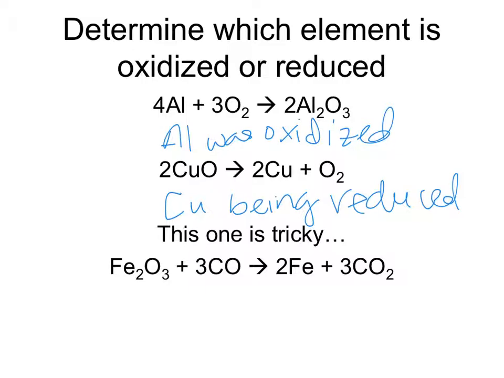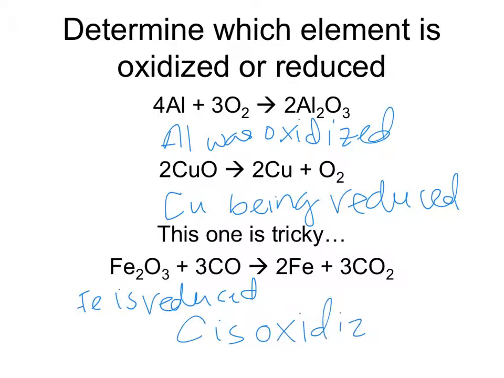So the next one. This one's tricky because you actually have both things going on. So if you look at your iron, it goes from being attached to oxygen to not having oxygen. So iron is reduced. But if you look at your carbon, carbon starts with 1 oxygen and ends with 2, which means carbon gained an oxygen. So carbon is oxidized. So sometimes you can have both things happening in the exact same reaction. Okay?